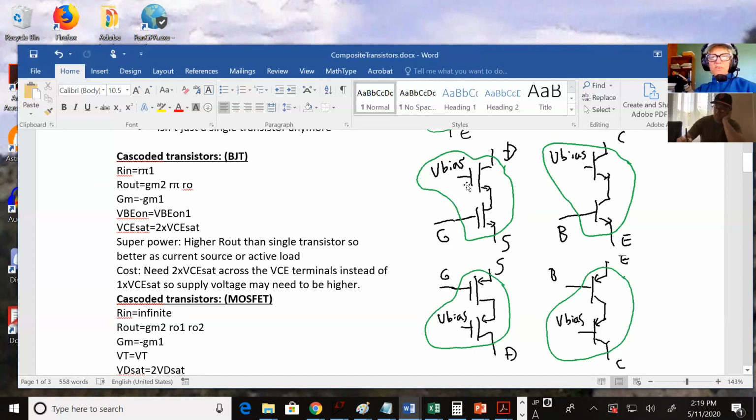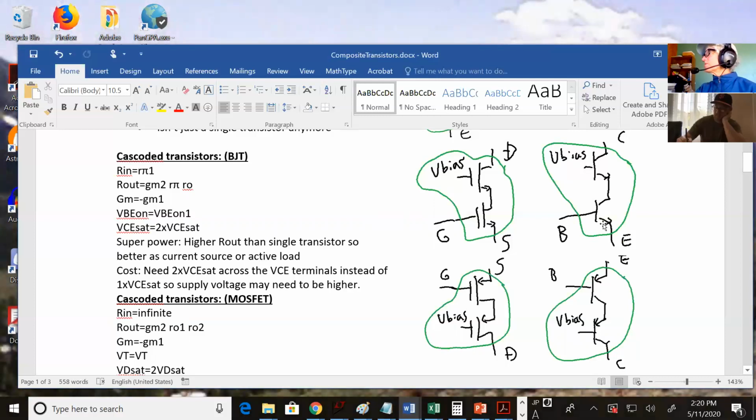Okay. And let's look at the BJT version of a cascoded transistor. If you look at the R in, there's no resistor below the emitter. You could put a resistor there, but that's a topic I'll push back to the last page of this handout. But if this was grounded, then you'd have R pi as your R in. So that's what that is.